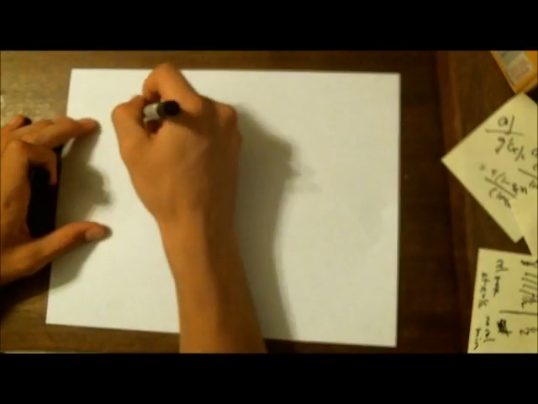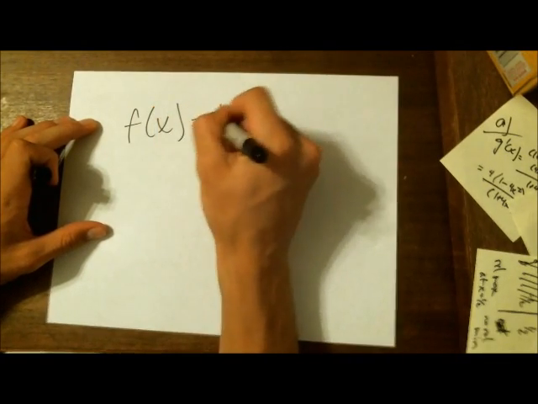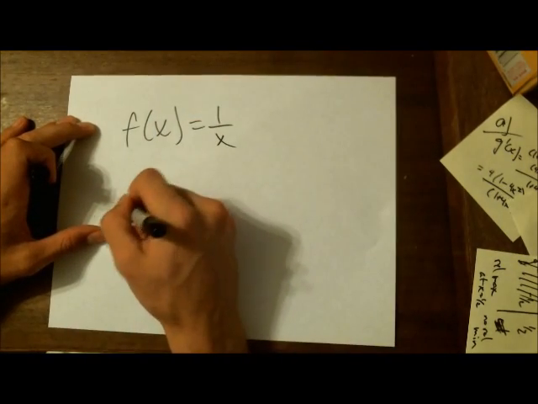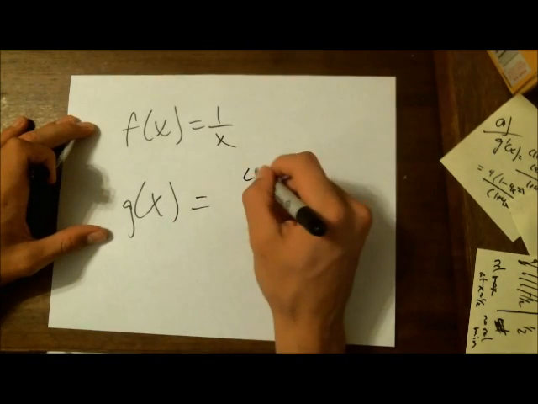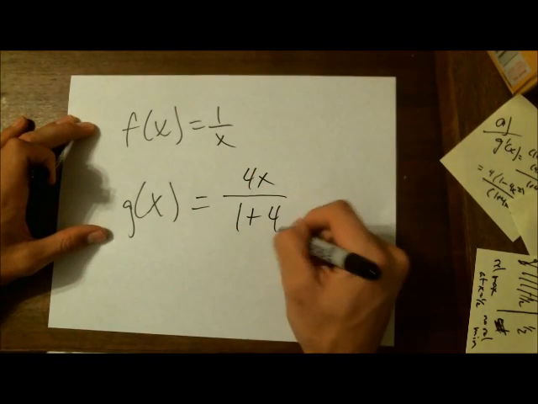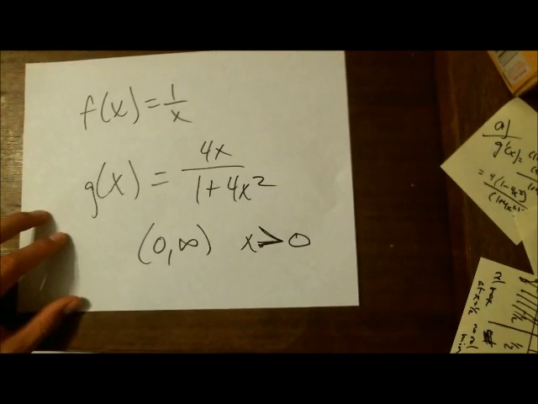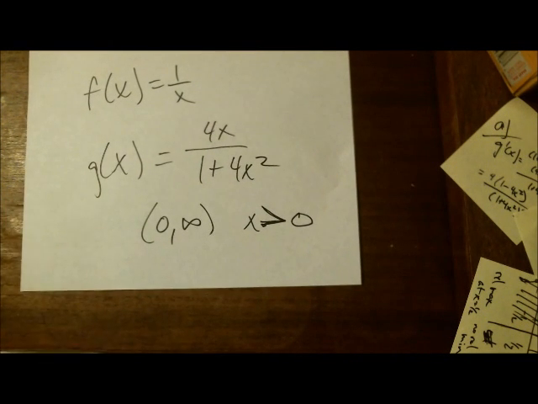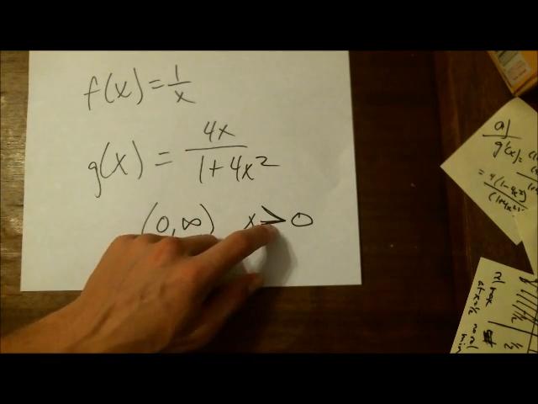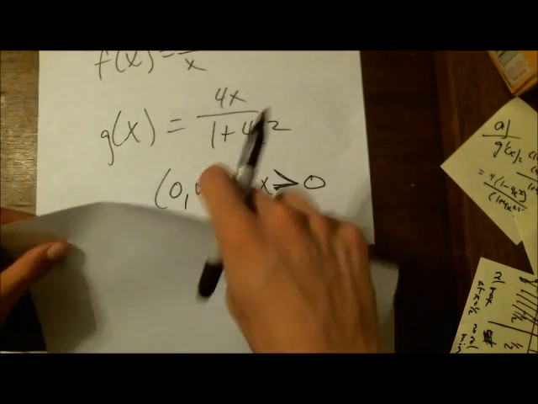First of all, we have two functions, f of x, which is equal to 1 over x, and g of x, which is equal to 4x over 1 plus 4x squared. In Part A, we've been asked to find the absolute max and min of g on the interval from 0 to infinity, or where x is greater than 0. So this is child's play.